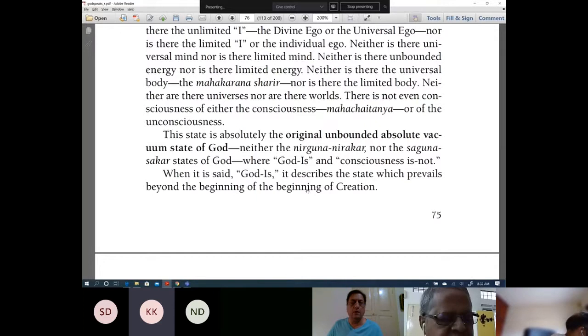I'll tell you, Nirguna Nirakar, according to the meaning, is attributeless, formless, and Saguna Sakar is attributes with form. Later on, when we come to page number 160, where it talks about the 10 states of God, it is much better explained, because it says this particular beyond state can never be defined. I'll just quote something.